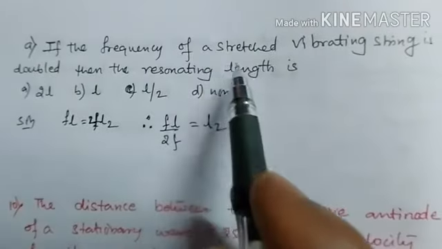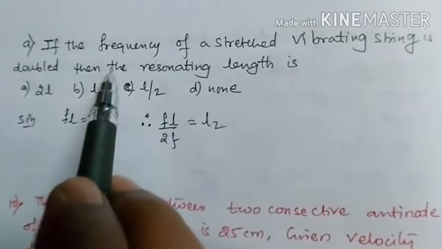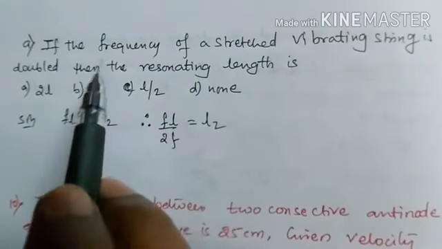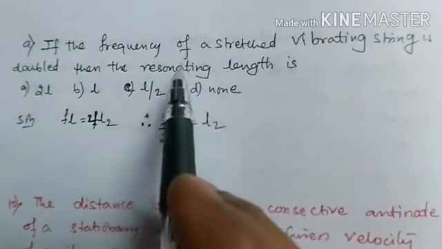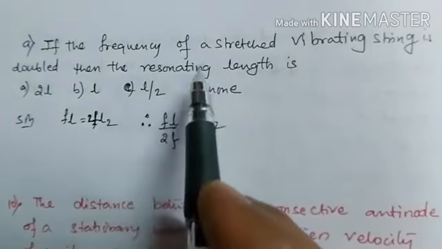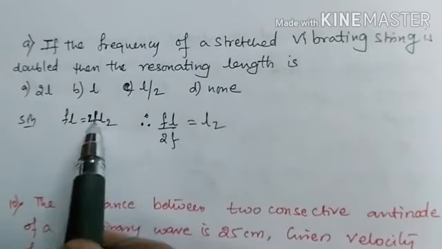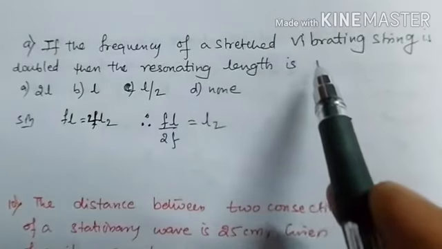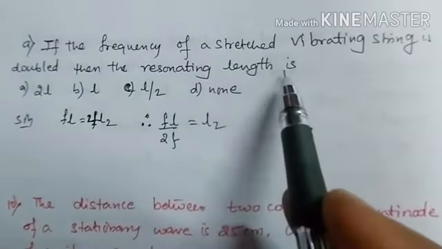Now this is a very important and interesting problem. If the frequency of a stretched vibrating string is doubled, means one string is there, and its first frequency is f, and it is doubled, means it is converted to 2f. F has become 2f. If the frequency of a stretched vibrating string is doubled, then what is the resonating length?